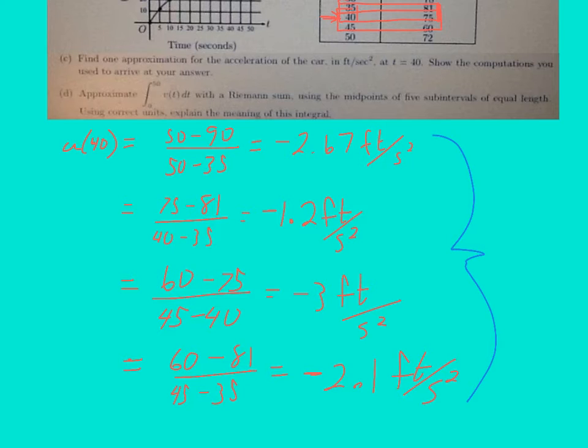All right, finally with number 2. So now I am going to get rid of all of this stuff, clear up some room for us. Okay, so D says approximate the integral from 0 to 50 of v(t) dt with a Riemann sum. So we want to do a Riemann sum of midpoints and 5 subintervals of equal length. Unfortunately I did mess up my picture there, erasing everything, so I got to bring that back. So just give me a minute and I'll go get that.